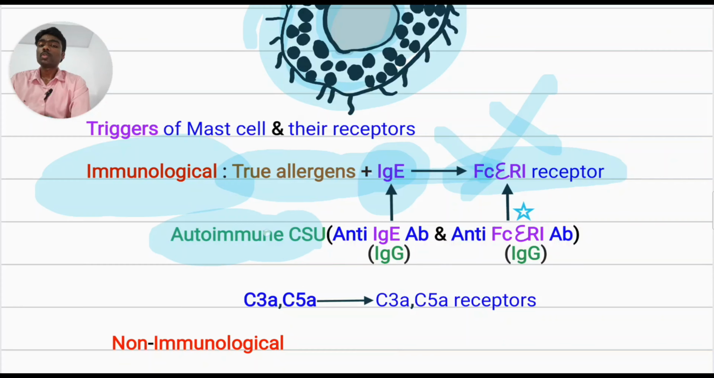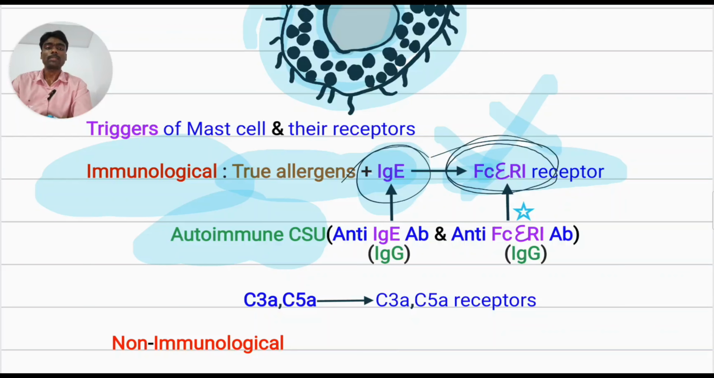Under autoimmune chronic spontaneous urticaria, our body will produce antibodies against mainly IgE antibody and Fc epsilon R1 receptor, leading to stimulation of mast cell without any external trigger. That's why it is called spontaneous urticaria.